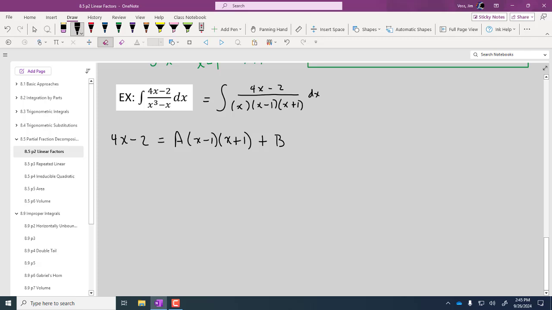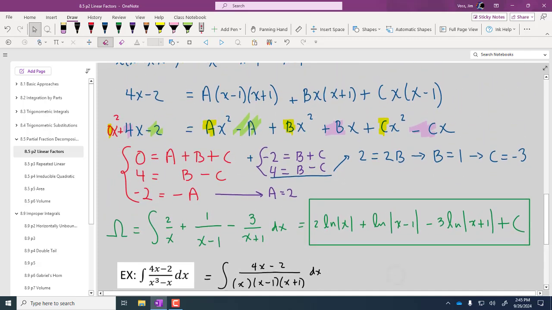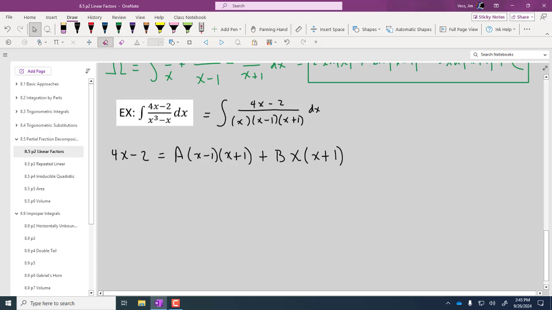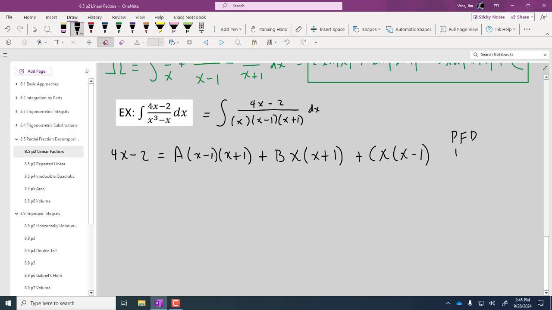So b times x times, is that x plus 1? And then c times x. Okay, so this equation is our PFD equation. This is the equation where we decide whether we're going to use traditional or this method I'm about to show you. Question? What's the name of this method? The convenient value method. So that's what we're going to do now. We'll do it with the convenient value method.